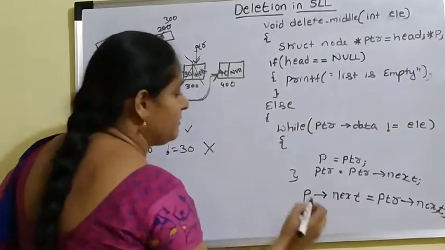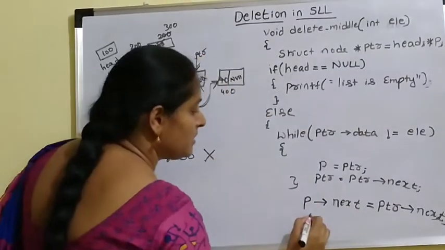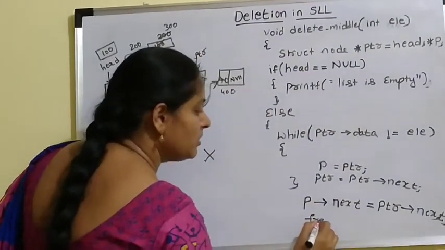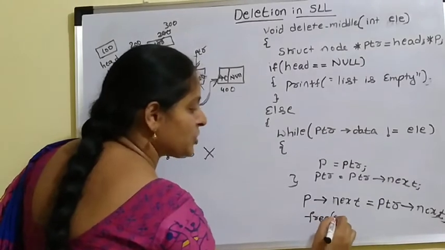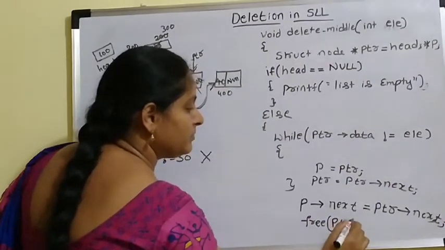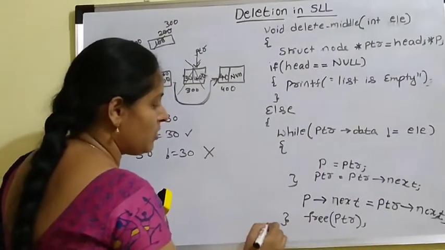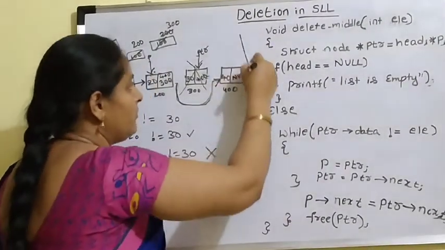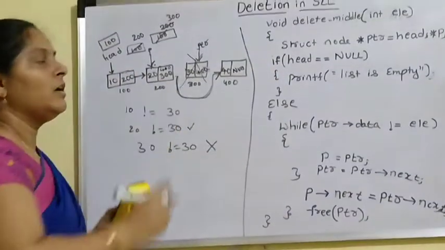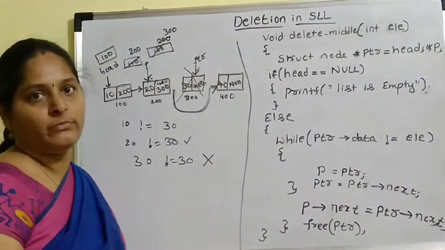Now remove that node. What is the name of that node? PTR. So how to remove the memory from that node? We can do it by using the free function. So free PTR. Now close the else block and close the function. This is the deletion in the middle node.